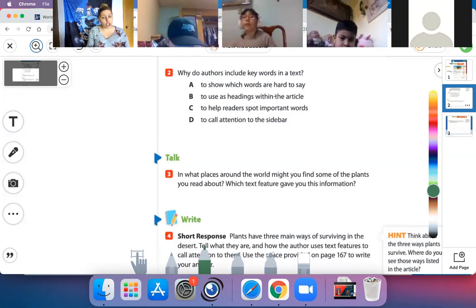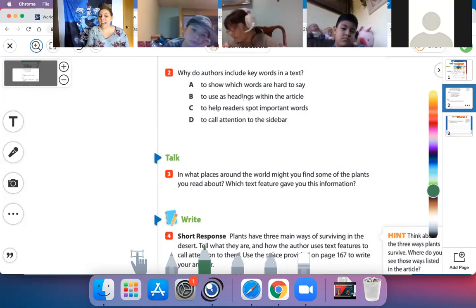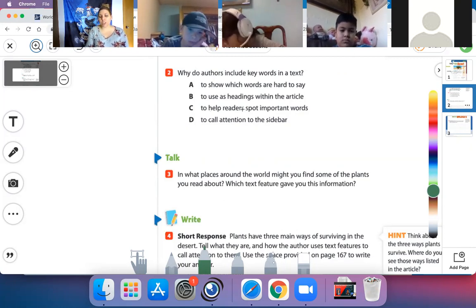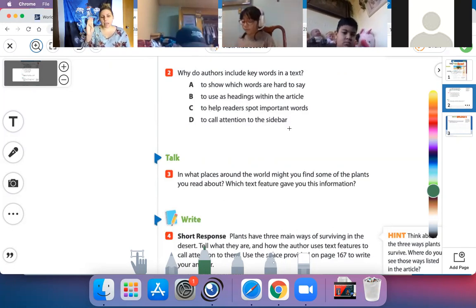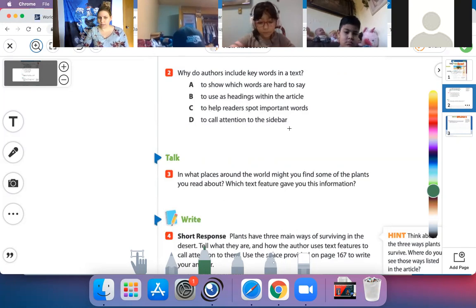So do they show which words are hard to say? Do they use them as headings within the article? Do they help readers spot important words? Or do they call attention to the sidebar? Go ahead and type A, B, C, or D in a chat to me.